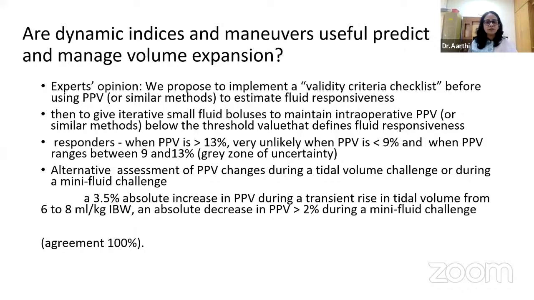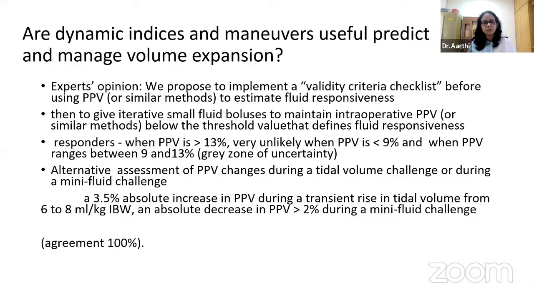As we discussed earlier, the validity criteria checklist should be performed before using the pulse pressure variation to estimate fluid responsiveness, and also to give small fluid boluses to assess the pulse pressure change in responders. Responders are those who have a pulse pressure variation of more than 13%, and patients are unlikely to respond to fluid who have a pulse pressure variation of less than 9%.